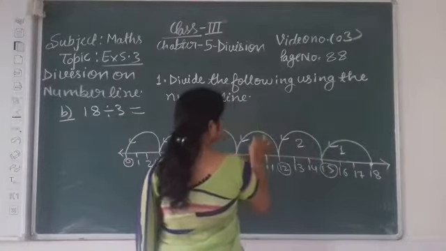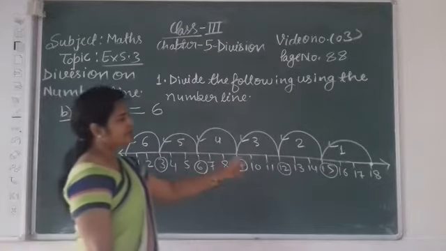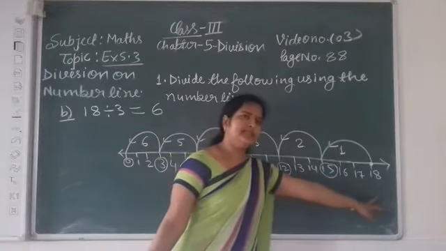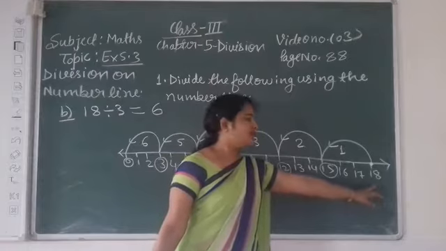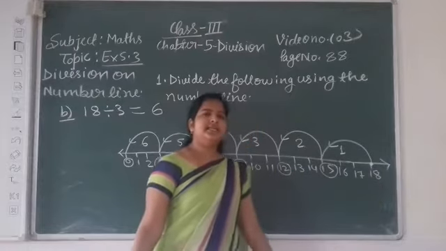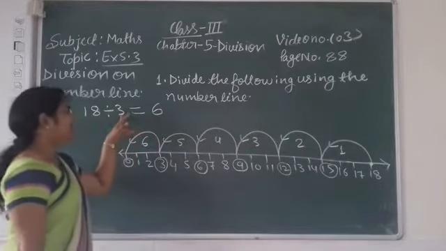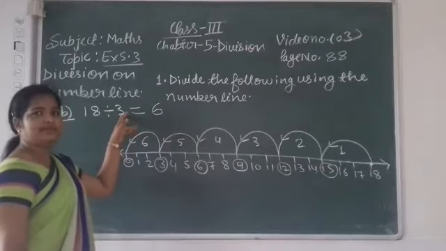18 divided by 3 is equal to 6. Okay, this is very easy, dividing on a number line. We see the first number is 18. We will draw a number line at least till 18. Then we will start from 18 and take steps of 3. The second number is 3, so we will take steps of 3.